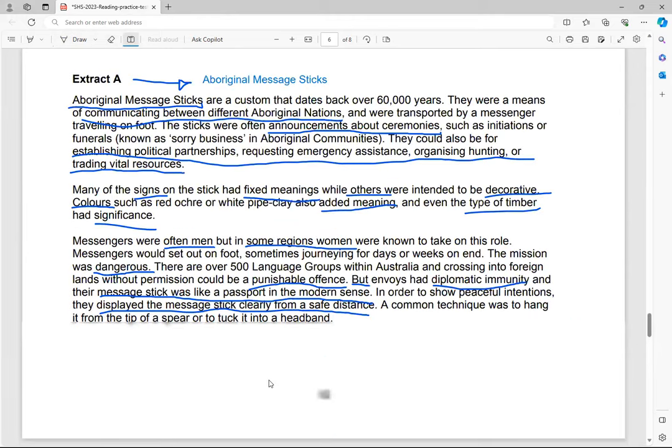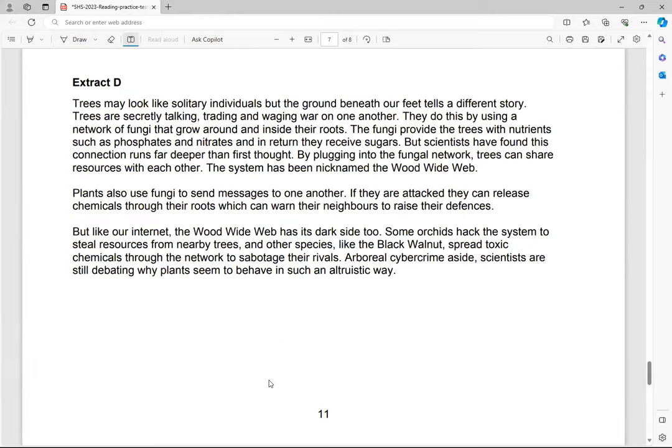And looking back, we missed extract D. So sorry about that. We'll just go back and look through extract D now. Trees may look like solitary individuals, but the ground beneath our feet tells a different story. So extract D is about trees, communication between trees. Trees are secretly talking, trading, and waging war on one another. They do this by using a network of fungi that grow around and inside their roots. The fungi provide the trees with nutrients such as phosphates and nitrates, and in return, they receive sugars.